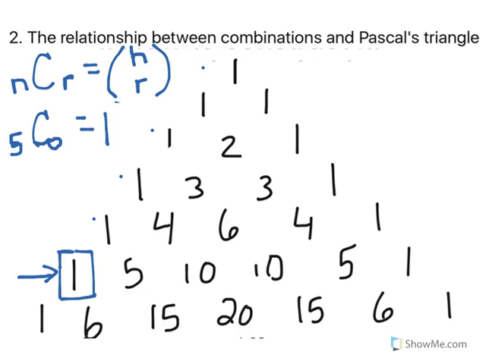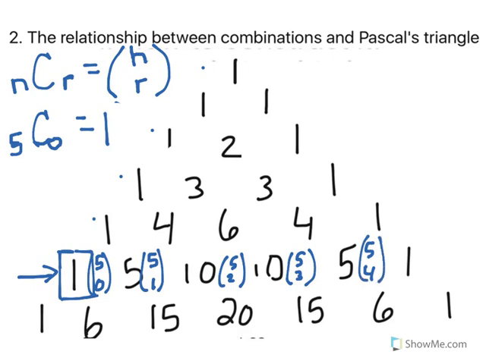Now, that one's pretty simple, but let's list the rest of these in the 5th row. So again, always start with 0. So this here is (5, 0). Here, this is (5, 1). Right? So (5, 1) is 5. (5, 2) is 10. (5, 3), the value is 10. (5, 4), value is 5. And (5, 5) is 1. So there are all the positions listed in terms of combination.